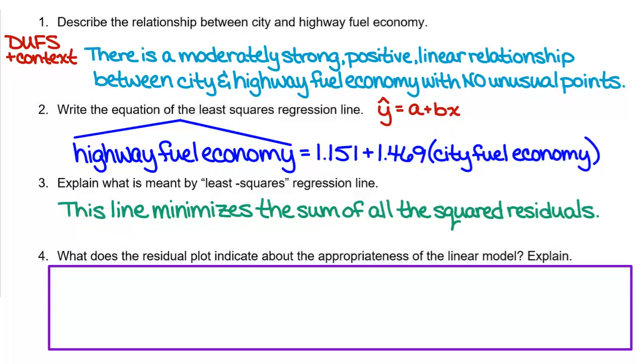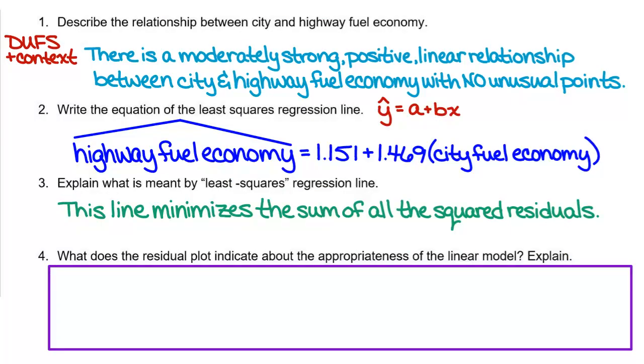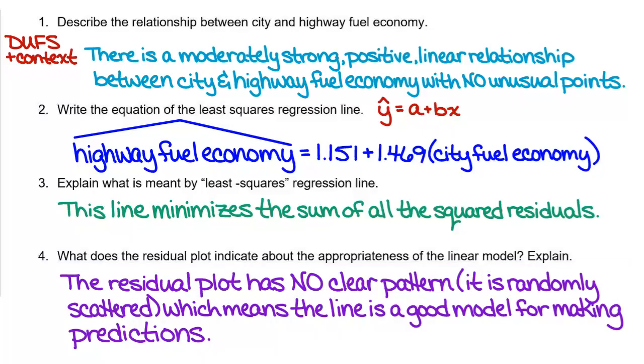What does the residual plot indicate about the appropriateness of the linear model? Let's go look at the residual plot. Is there a U-shaped pattern here in the residual plot? Sideways Christmas tree? Not really. I've got below, above, above, below, below, above. It's kind of bouncing back and forth. Do you think a linear model would be appropriate here? Yes. Residual plot has no clear pattern. It is randomly scattered, which means the line is a good model for making predictions.